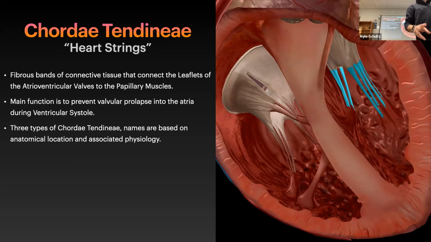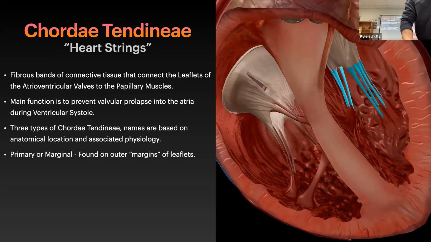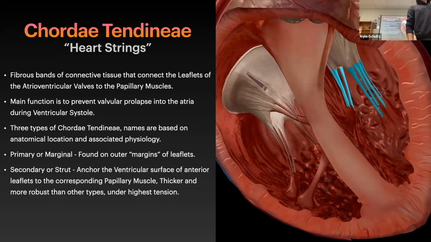And there's 3 types of chordae tendineae, and they're based on the anatomical location of the physiology. So we have the primary or marginal. Those are going to be found on the outer margins of the leaflets along the edges. They need to be a little bit more robust in order to hold those outer edges in from prolapse. The secondary or strut ones are going to be the most robust. These are the ones that are under the highest tension. They're on the surface of the anterior.